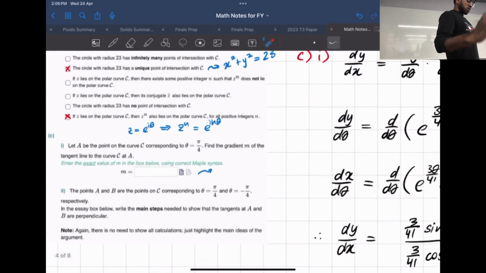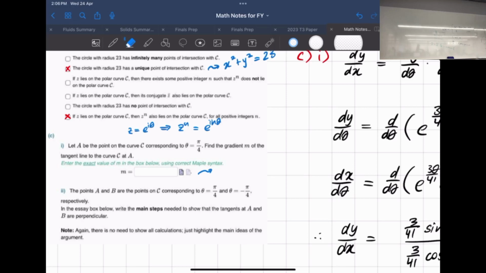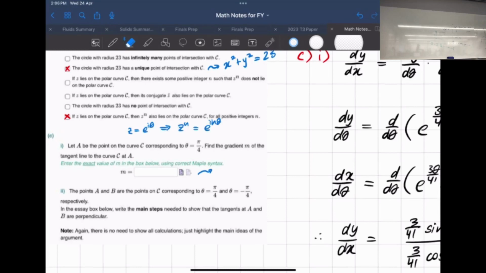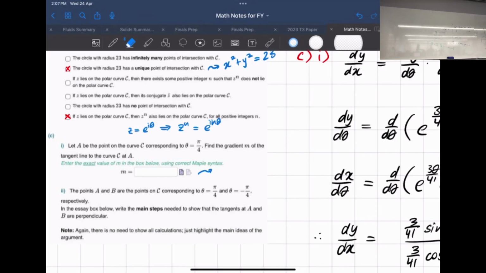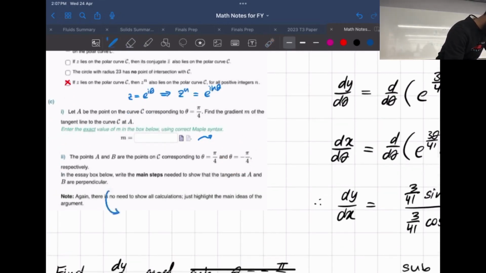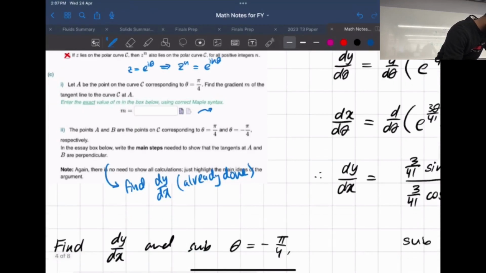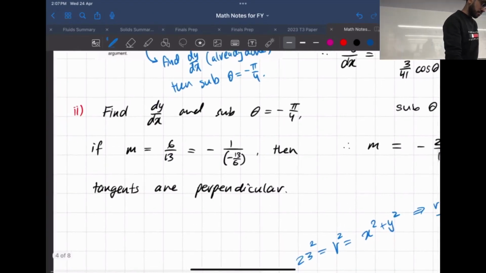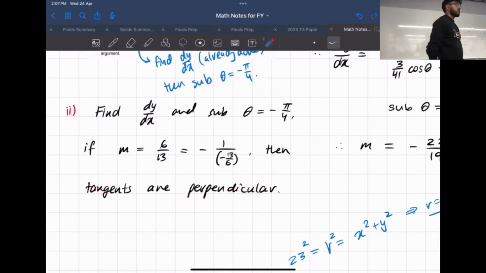Okay. So luckily in part 2 they didn't tell us to redo the whole thing. They've only asked us for the procedure. Procedure is main steps to show that the tangents at A and B are perpendicular. We already know what the tangent at A is. All we're going to have to do for tangent at B is use our same dy and dx, just sub in our different theta value over here. I've done it over here, and I've added some calculations.